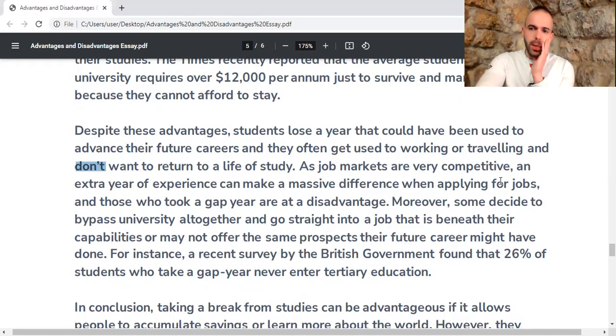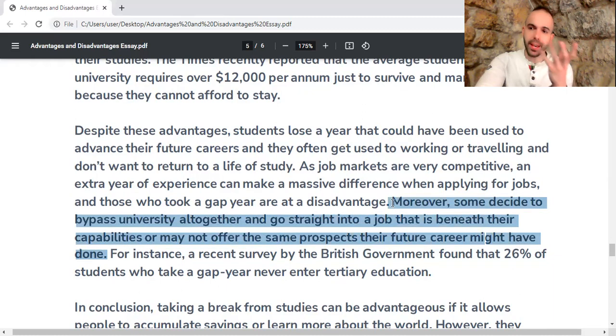As job markets are very competitive, an extra year of experience can make a massive difference when applying for jobs. And those who took a gap year are at a disadvantage. So that was the first explanation of the first disadvantage, which is reduced motivation. Moreover, some decide to bypass university altogether. Bypass means skip university altogether and go straight into a job that is beneath their capabilities or may not offer the same prospects their future career might have done. Okay, so that's the explanation of the second disadvantage, which is delaying careers.